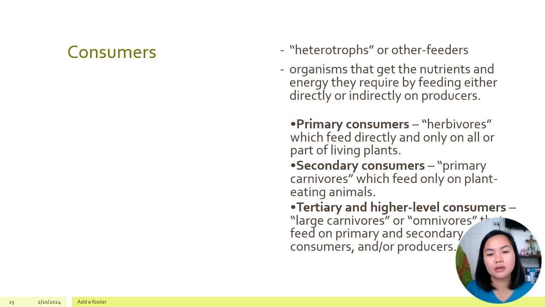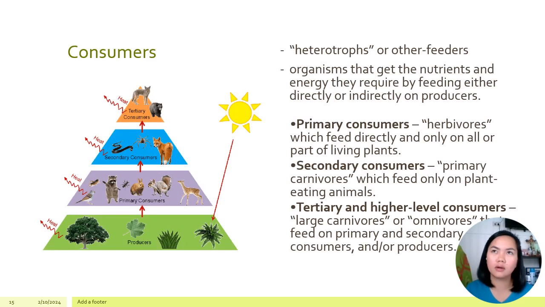Next is we have the consumers, and all of us are familiar also with consumers. So consumer is also called heterotrophs or other feeders. These are organisms that do not make their own food, but they get the nutrients and energy they require by feeding either directly or indirectly on producers. So mga consumers, it's either magkaon sila directly sa producers or they also eat their co-consumers. So consumers are divided into three.